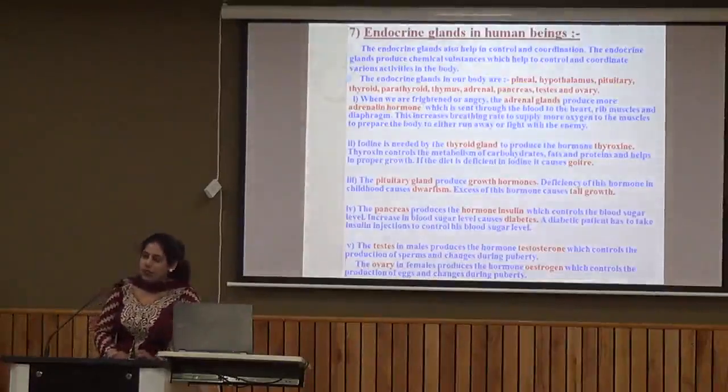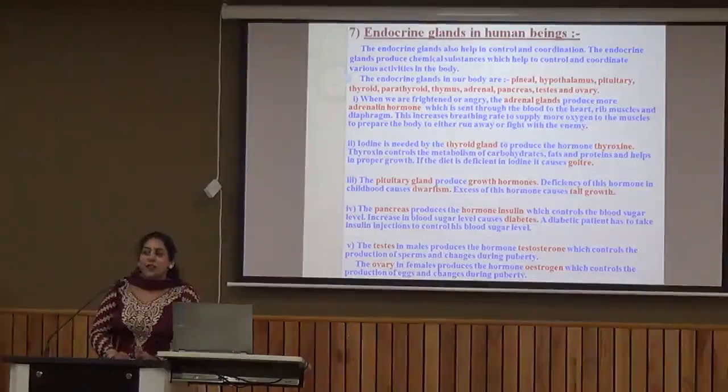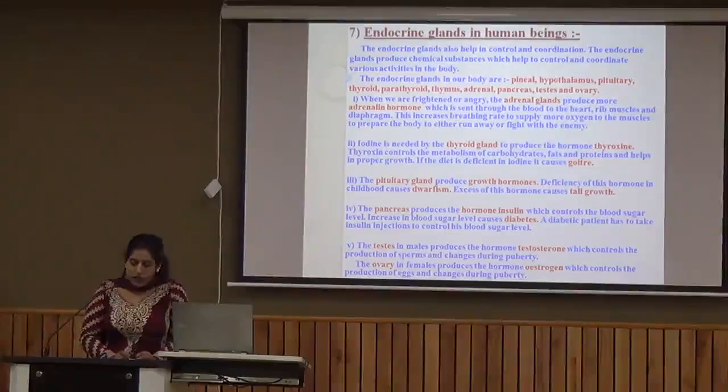The last topic is endocrine glands in human beings. There are two types of systems: the nervous system, and the second one, the endocrine system, which is the hormonal system. The endocrine glands also help in control and coordination. They produce chemical substances which help to control and coordinate various activities in our body.